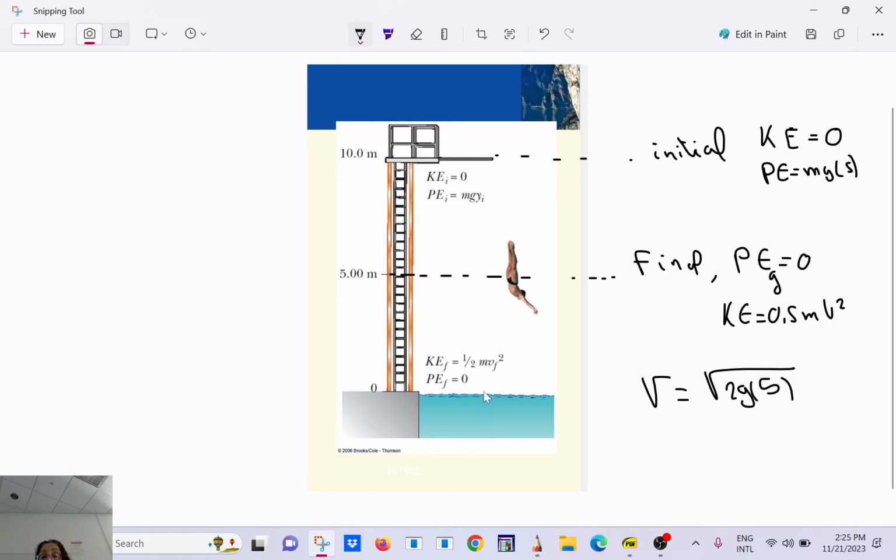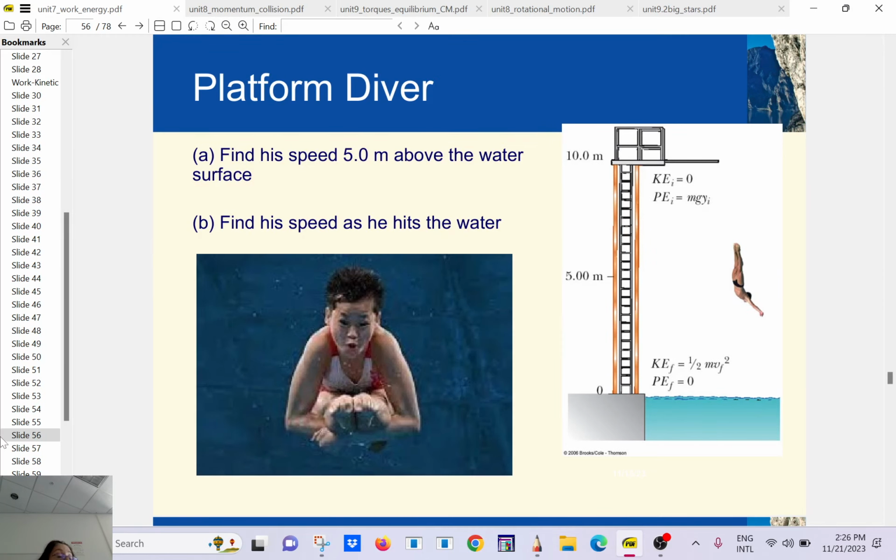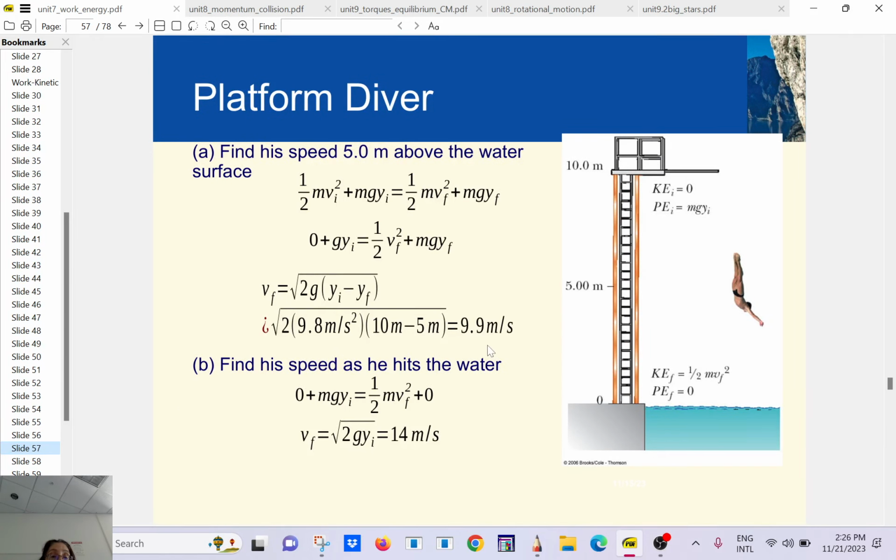Same as before. With what speed is he going to hit the water? Instead of having 5, you're going to have 10. Any question? It's good? So the answer is 9.9. Right? Potential to kinetic, and you decide that potential is zero here. Okay? Is that clear? Same thing as kinematics: vf squared equals v initial squared plus 2gh.